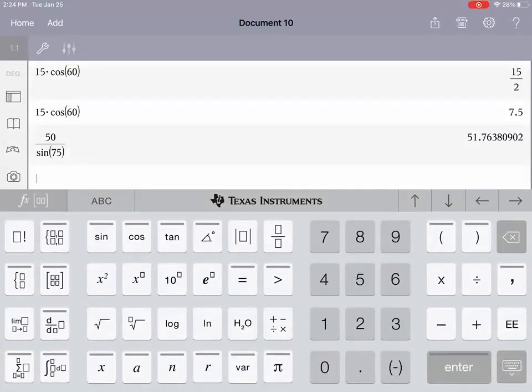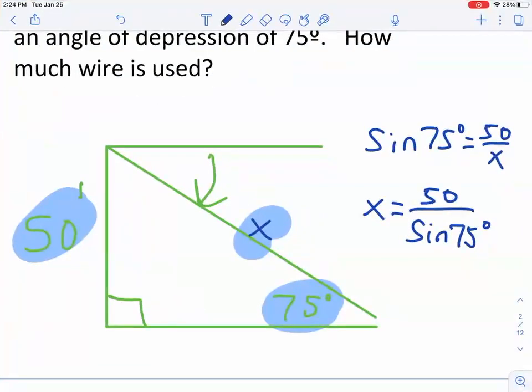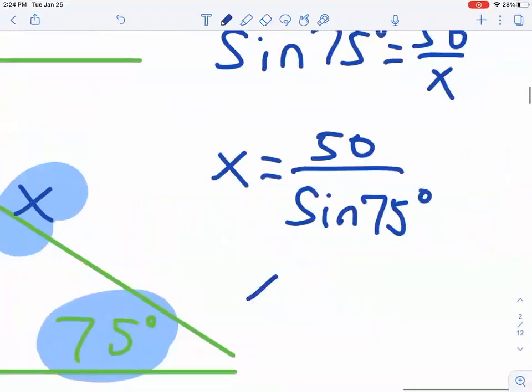All right, so again, practice plugging that into your calculator. Make sure you get 51.8. And so 51.8 is how much wire we used. And I think it was given in feet.